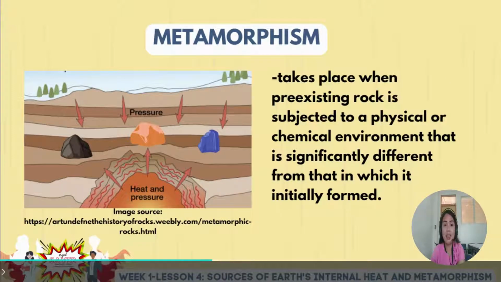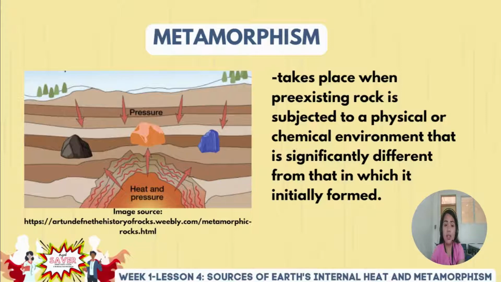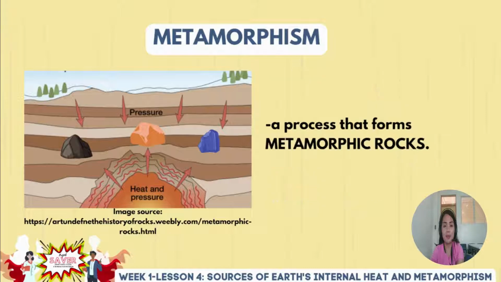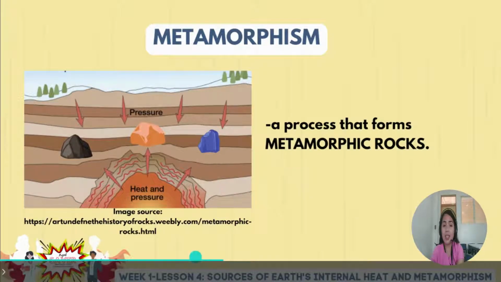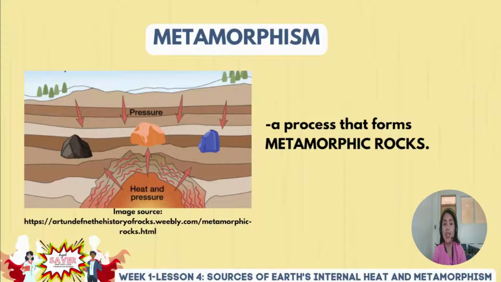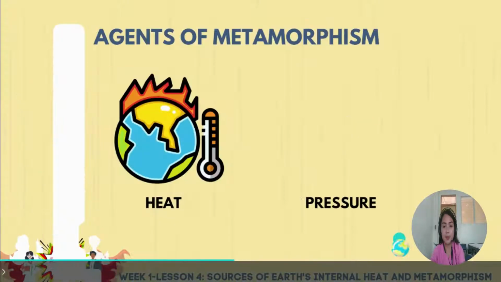A pre-existing rock can be an igneous rock, a sedimentary rock, or another metamorphic rock. Kapag nabago ang environment ng isang pre-existing rock, pwedeng physically or chemically, hindi na gaya ng dati nitong environment kung saan ito na-form, mabubuo ang metamorphic rock. Ang metamorphism ay nakakabuo ng isang type ng rock na diniscuss sa previous lesson, ang metamorphic rock.